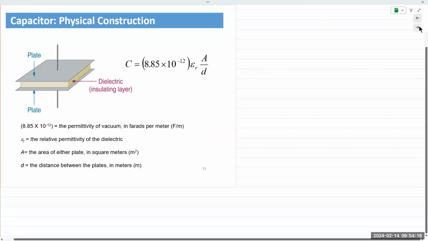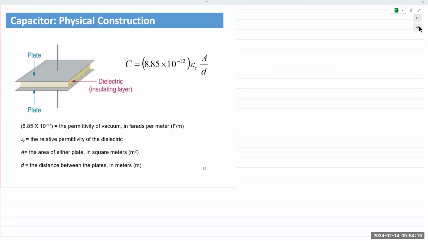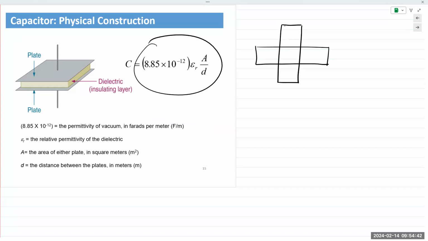Physical construction of a capacitor. Again, it's 2 parallel plates. If you have something like this, both plates are the exact same size. Okay, let's say both of them the exact same size. What would you choose? Here in this equation, C is given by epsilon A over D. Epsilon A over D.